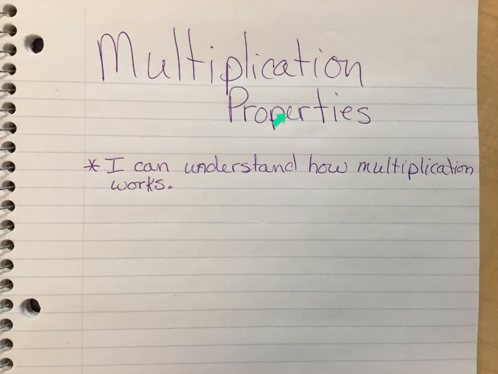This is going to be properties that all multiplication has, no matter if you're multiplying a big, huge number or small numbers. Multiplication properties will always be in place. Our I can statement: I can understand how multiplication works. By knowing these properties, we can determine how that multiplication works.